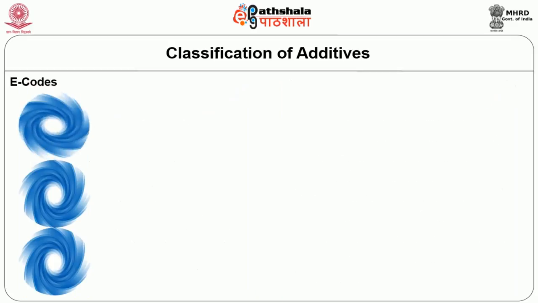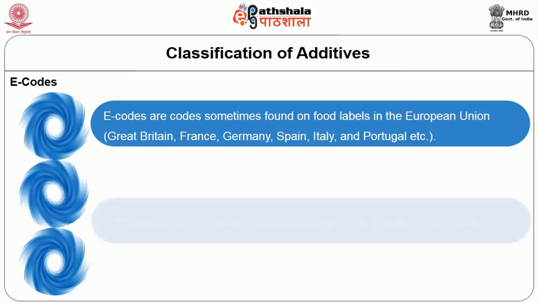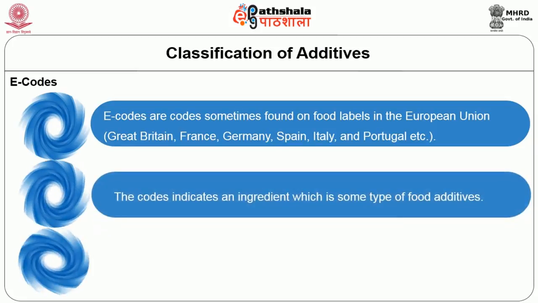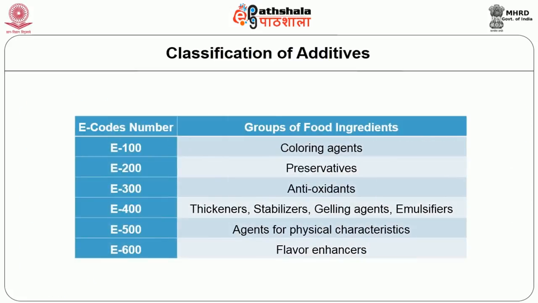Next, E-codes. E-codes are codes sometimes found on food labels in the European Union. The code indicates an ingredient which is some type of food additive. The E indicates that it is a European Union approved food additive. Other countries have different food labeling laws. The table shows different E-code numbers for the different groups of food ingredients.